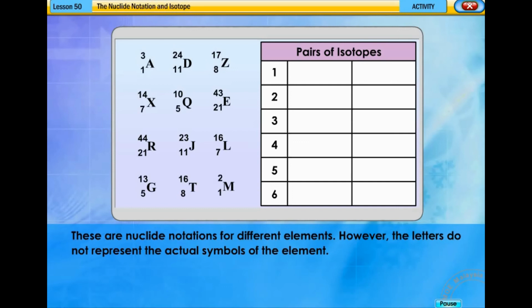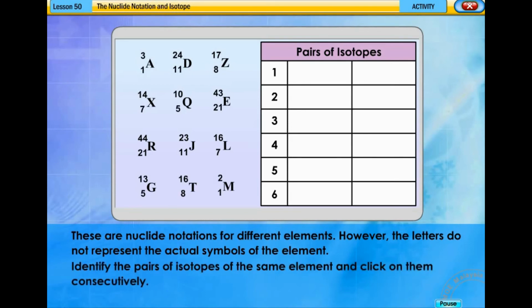These are nuclide notations for different elements. However, the letters do not represent the actual symbols of the element. Identify the pairs of isotopes of the same element and click on them consecutively.